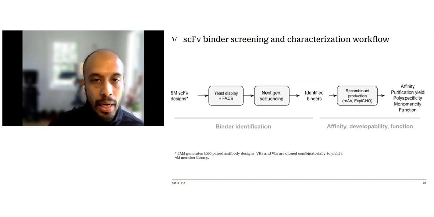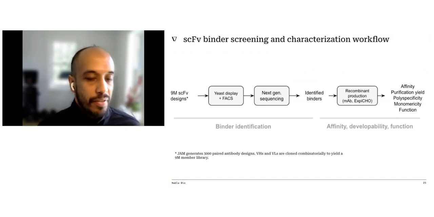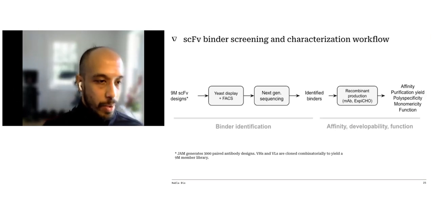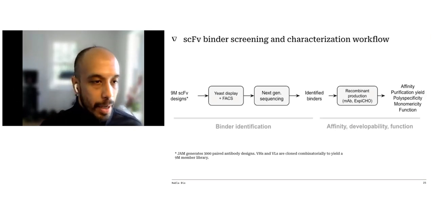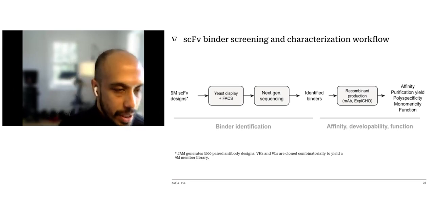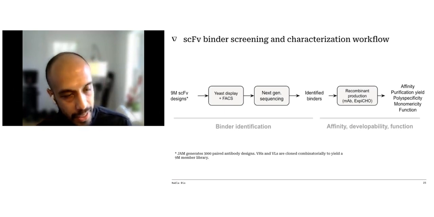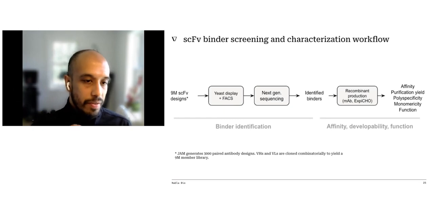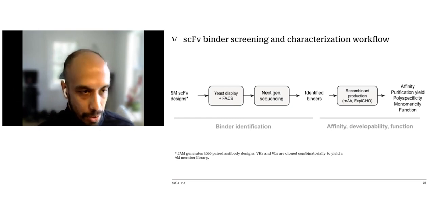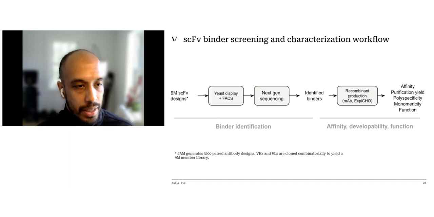So in this case, we had a similar binder identification and characterization workflow, but to walk you through how we do the designs for scFvs, or at least how we used to do the designs for the scFvs, and for all the results in this talk, we're actually designing 3,000 VHs and 3,000 VLs, and then we clone them combinatorially to get a much larger library. So 3,000 times 3,000 is 9 million total scFv designs.